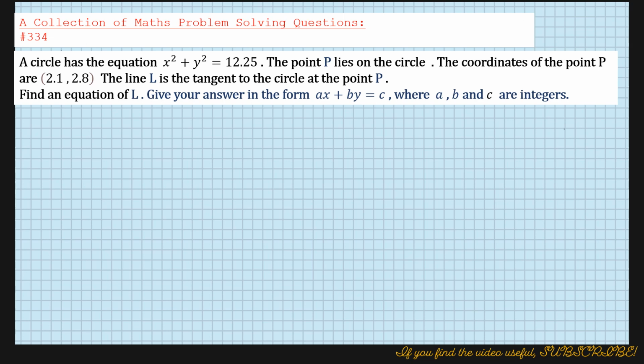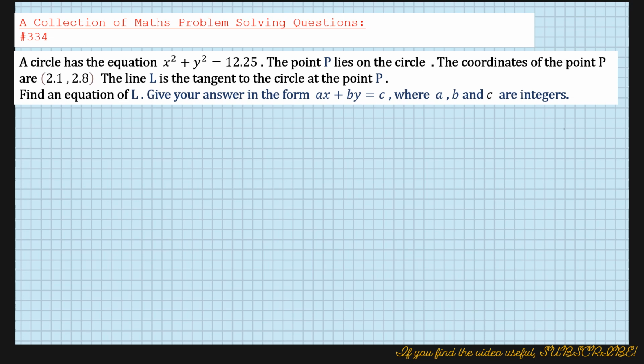A circle has the equation x² + y² = 12.25. The point P lies on the circle. The coordinates of the point P are (2.1, 2.8). The line L is the tangent to the circle at the point P. Find an equation of L. Give your answer in the form ax + by = c, where a, b, and c are integers.